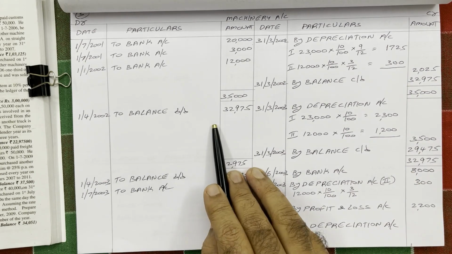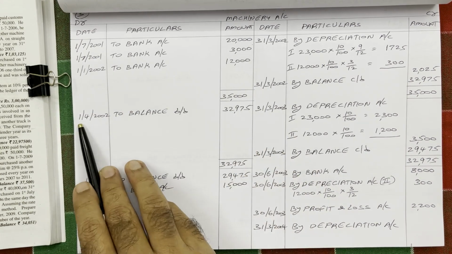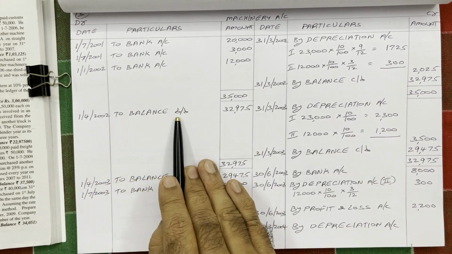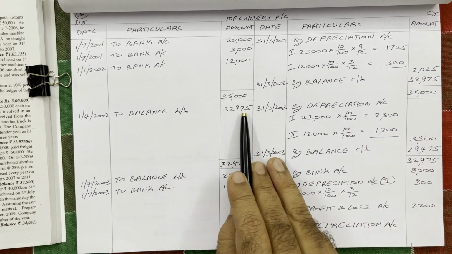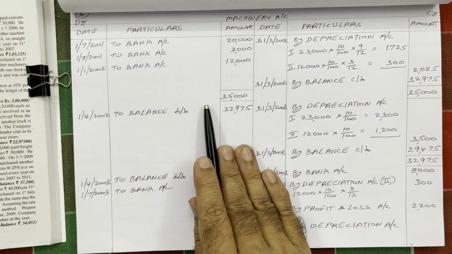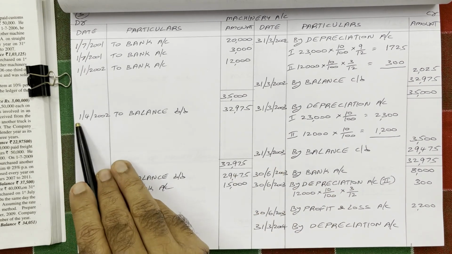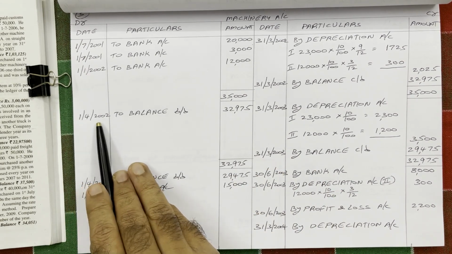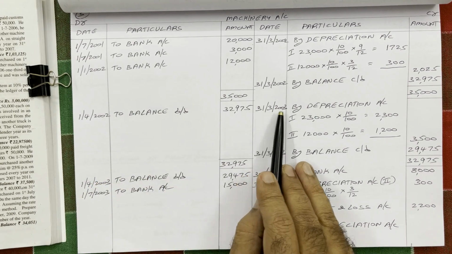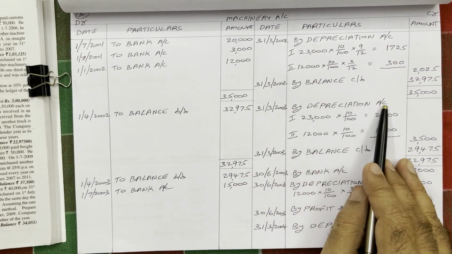Now come to the second year. The next date we should write on the debit side: 1st April 2002. We have to bring this balance down, so write to balance brought down, this amount 32,975. And in the second year, there is no extra purchase and no sale. The second year starts on 1st April 2002. From that date, if you count 12 months, the ending date will be 31st March 2003. On that day, provide depreciation by depreciation account.